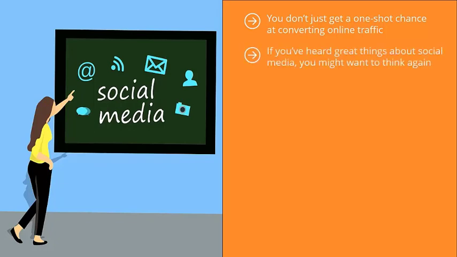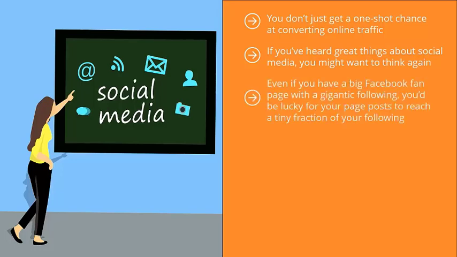If you've heard great things about social media, you might want to think again. Social media marketing faces many challenges because of the evolving algorithms of platforms like Facebook. As the years go by, Facebook is sending less and less organic traffic. Even if you have a big Facebook fan page with a gigantic following, you'd be lucky for your page posts to reach a tiny fraction of your following. It's getting worse and worse with each passing year.